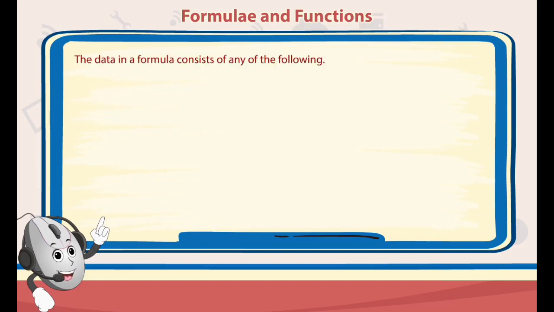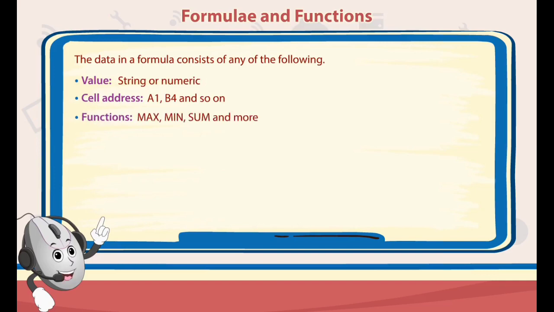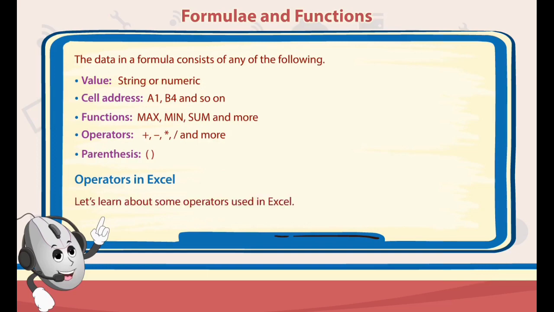The data in a formula consists of any of the following: value, string or numeric; cell address, A1, B4 and so on; functions, max, min, sum and more; operators, plus, minus, multiply, divide and more; parentheses. Operators in Excel. Let's learn about some operators used in Excel.